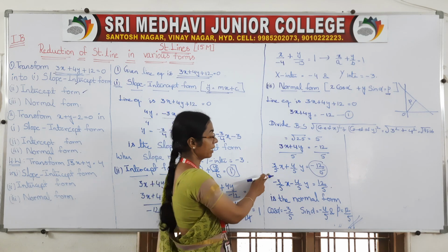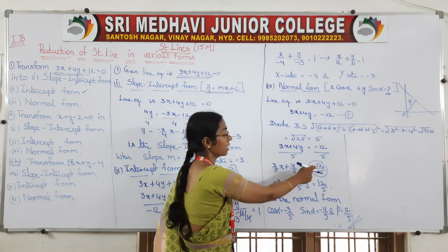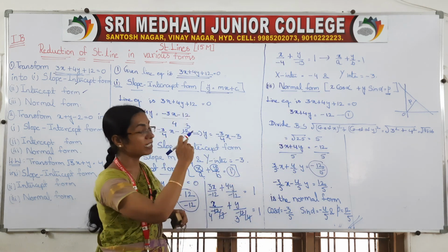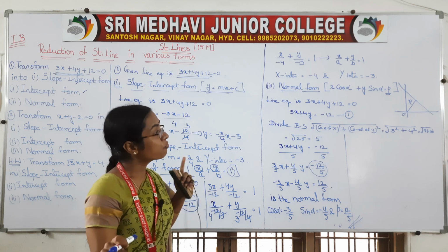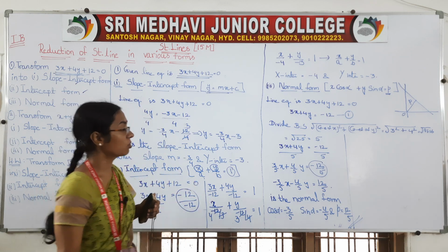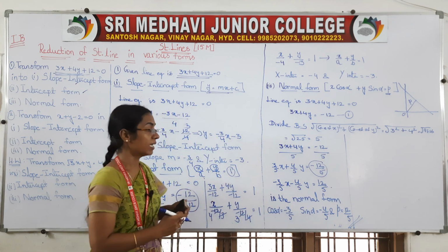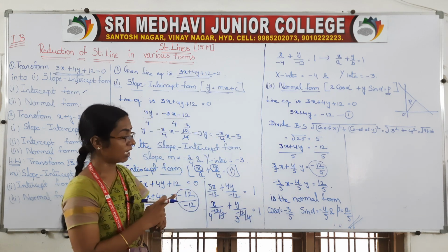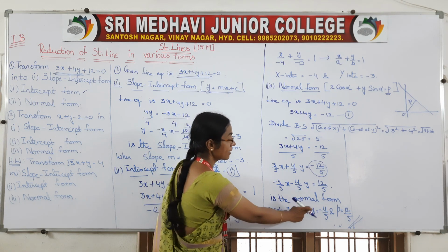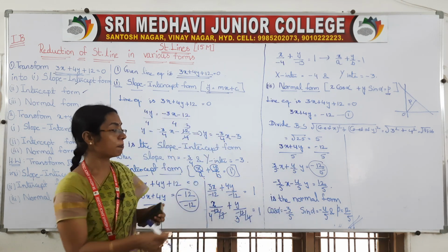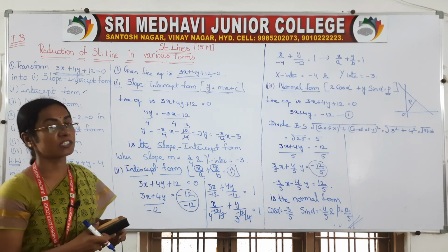Then you write separately. Now it is in your form, x something, y something, and we got some value, but it is negative. According to our formula it should be positive. That's why multiply both sides with minus 1. Then your p will be positive. That is the normal form. So cos alpha value is this one, sin alpha value is this one, and p is 12 by 5. That is your first question.